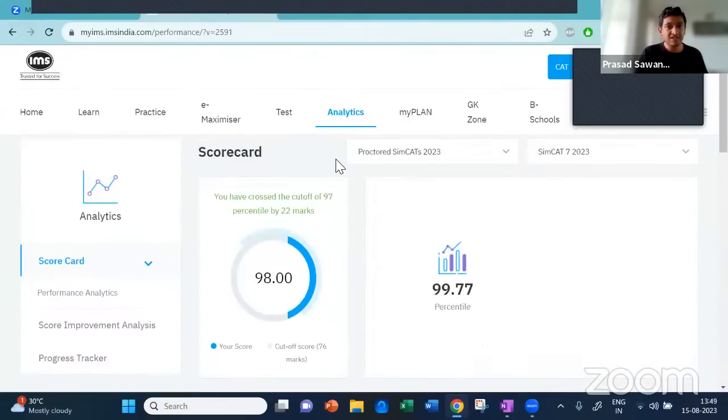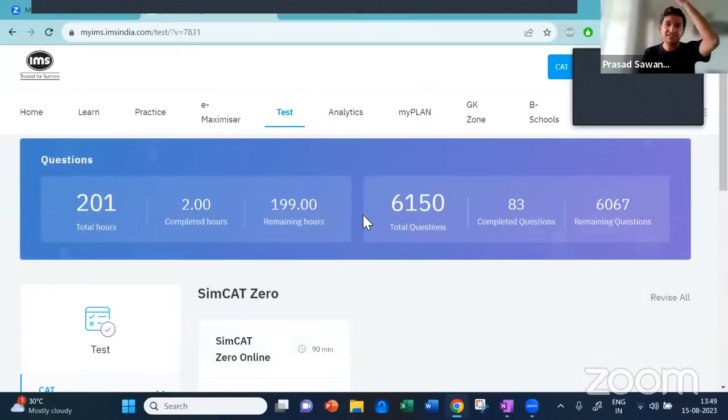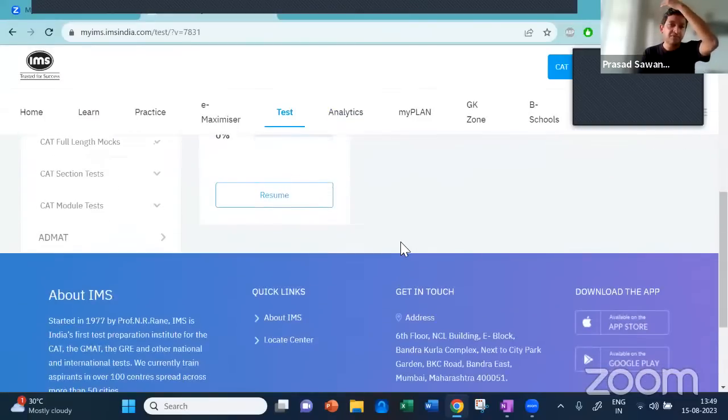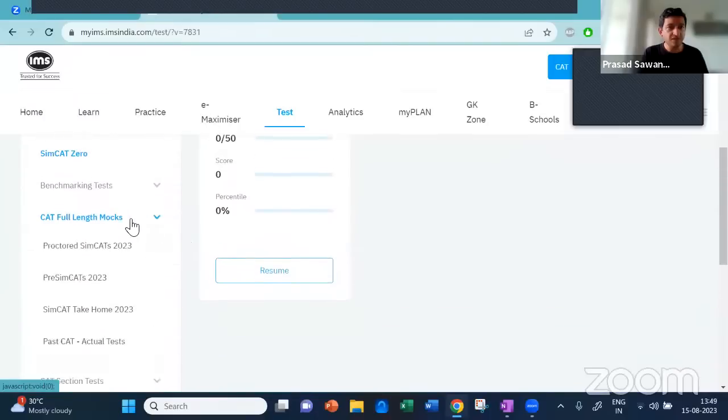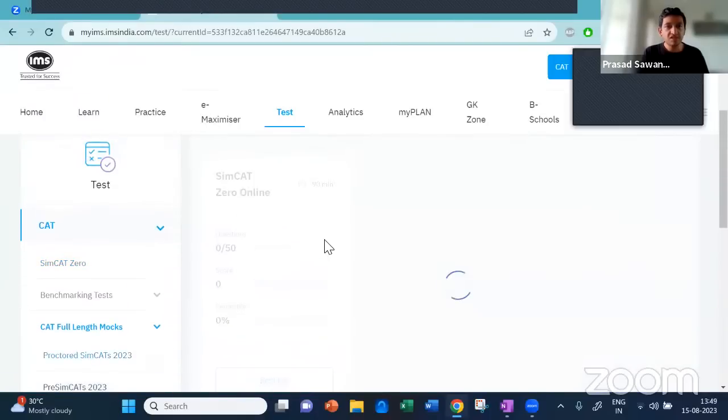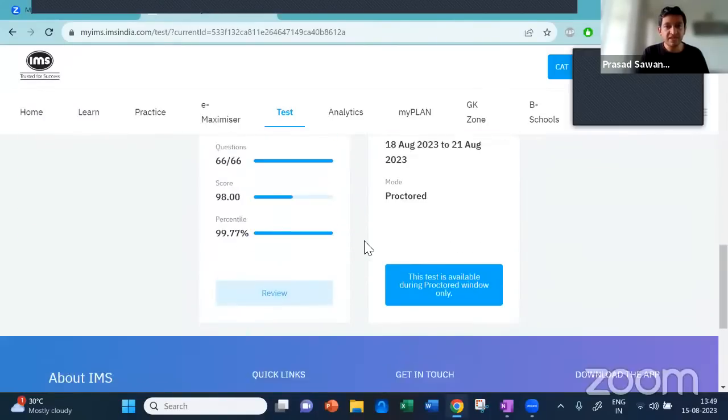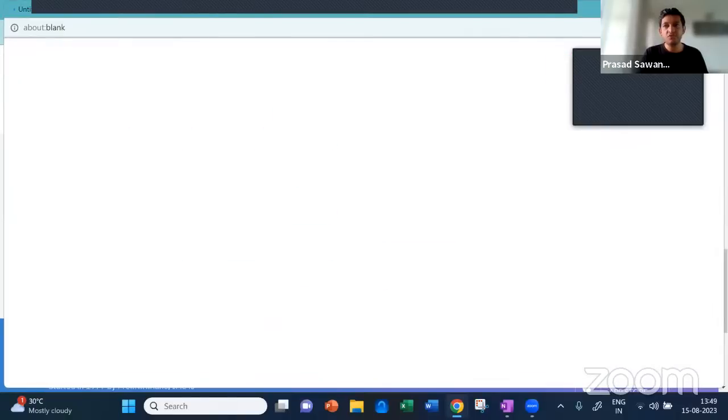Okay. Now we can look at the review tab once, and we will have a look at a couple of things which might help you. I've done a detailed session on analysis, SimCAT analysis, but otherwise we can have a look at the overall test as well. Okay. So in terms of proctored SimCAT 7, let's have a look at the review.